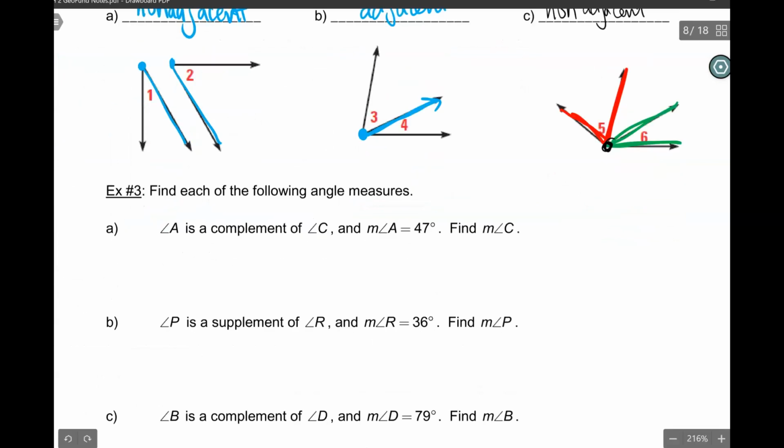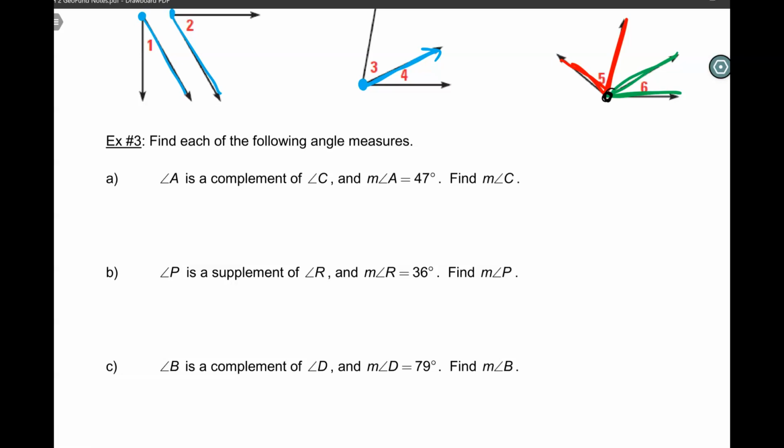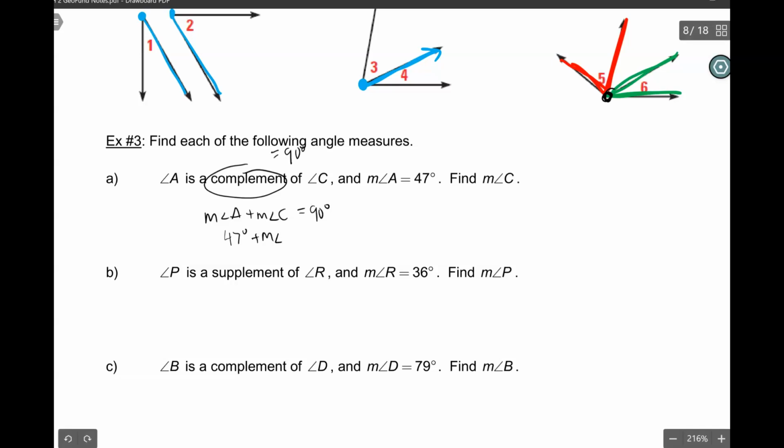Okay, find each of the following angle measures. Okay, so first, A is a complement of C. So what this means is it equals 90 degrees. Together, the measure of angle A plus the measure of angle C have to be 90 degrees. So A is a complement of C because together they will equal 90 degrees. But wait, if we know that A is 47 degrees, we can find the measure of C. So 47 degrees plus the measure of angle C equals 90. I just have to subtract 47 from both sides, and I see that the measure of angle C is going to be 43 degrees.